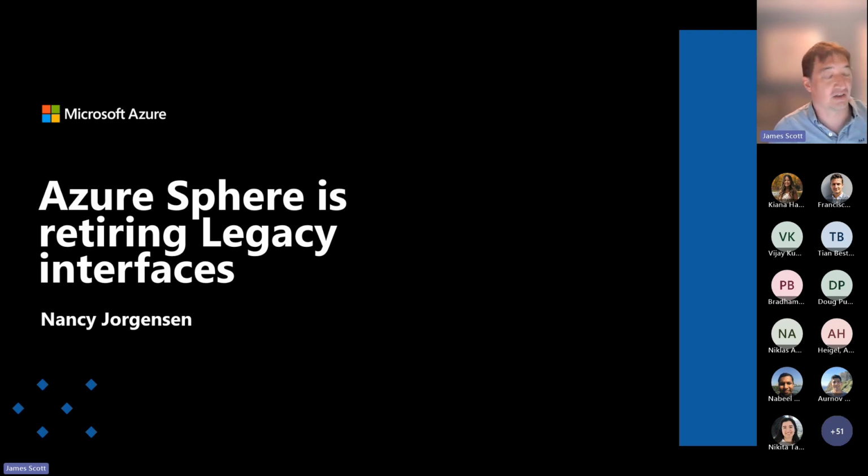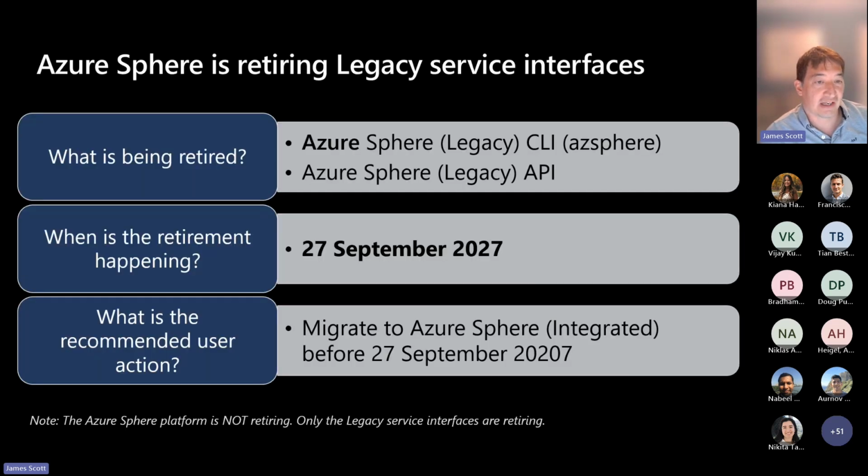The announcement here today, that's why we're joining the community call, is that some element of the Azure Sphere product is retiring with a full replacement and, in fact, an improvement. And that's what we call our legacy interfaces. So what's retiring is the legacy CLI, which is a command line interface tool called AzSphere, or you type AzSphere, and the REST API that is underneath that. We have a retirement path for 3 years there, so plenty of time to migrate. And the recommended user action is to migrate to our replacement, improved product, Azure Sphere Integrated, before that date.